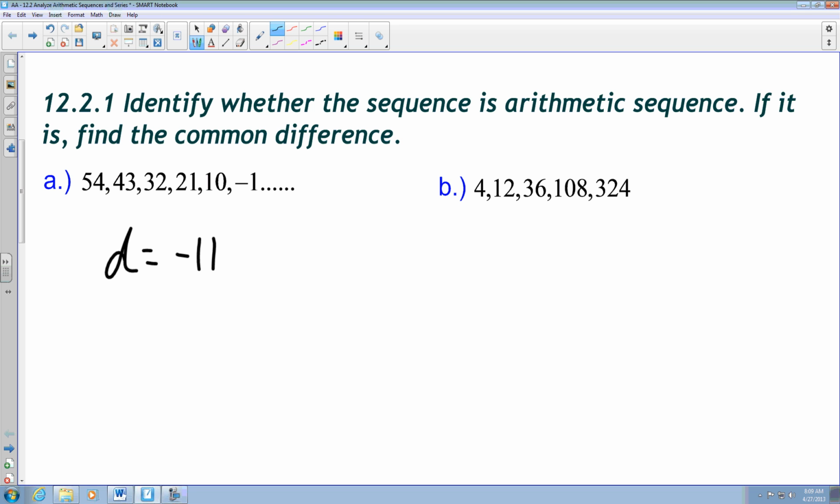Now B, on the other hand, I have 4, 12, 36, 108, 32. Well, if I look at 12 minus 4, that's going to give me 8. And then if I take 12 plus 8, that's going to give me 20. It's not going to give me 36. So I can't use this pattern as an arithmetic sequence, so this one is not an arithmetic sequence.